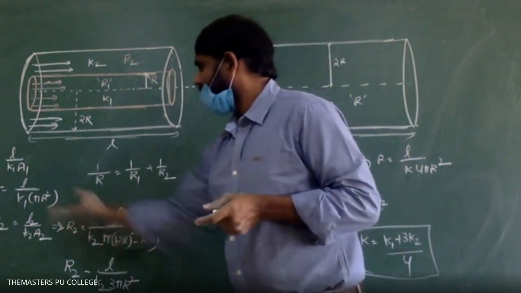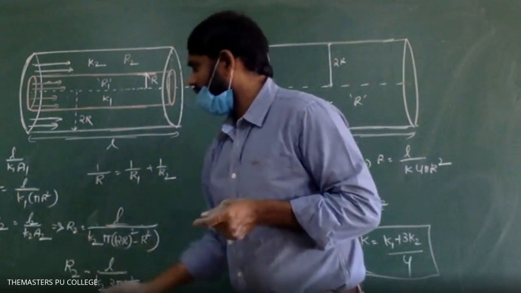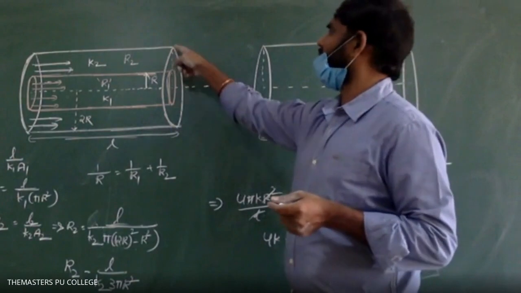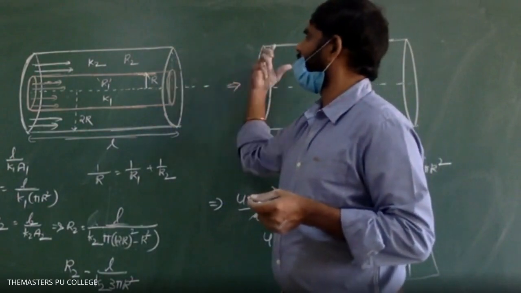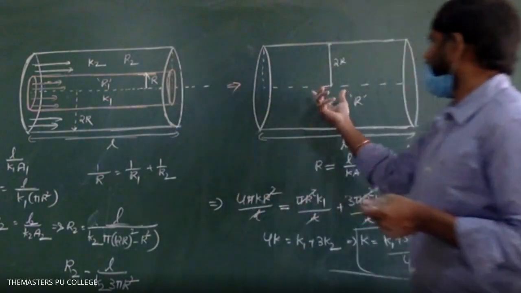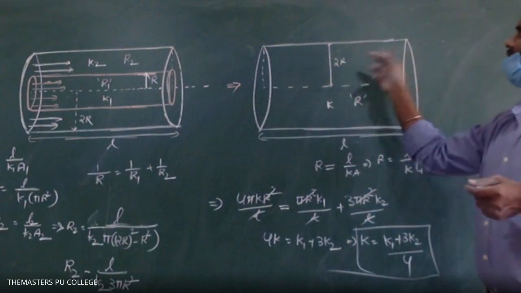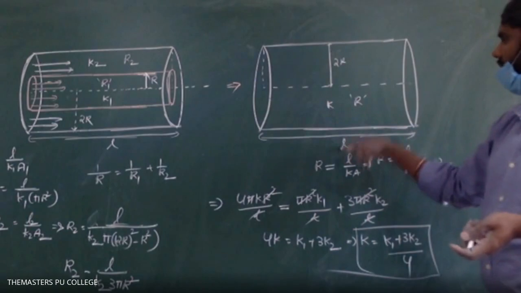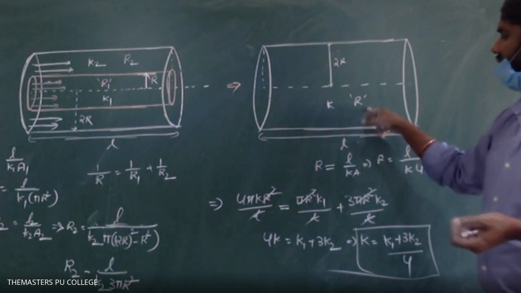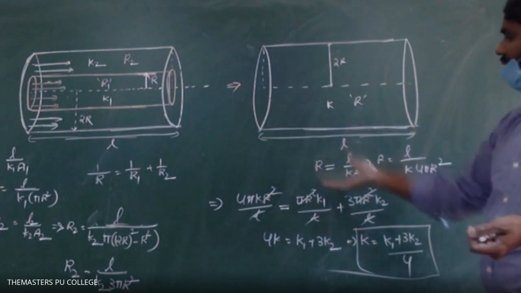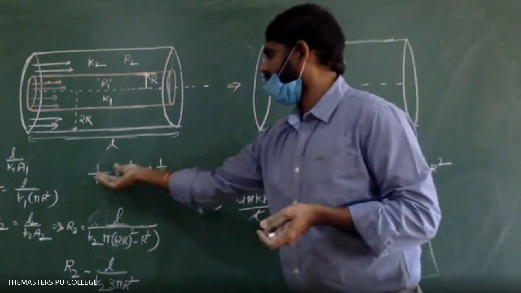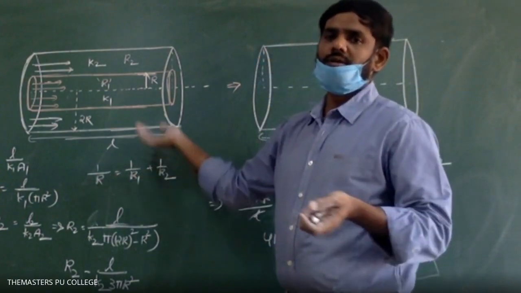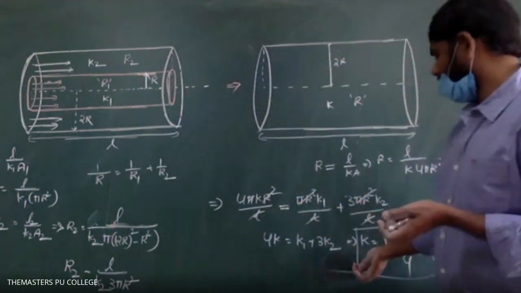That gives this R1 value and R2 value calculated. This is an equivalent rod of these two, whose effective radius through which the heat will be transferred is 2r, whose thermal conductivity is K, and whose length is also L. Whose equivalent thermal resistance is R equal to L by K. Based on this, in parallel combination, we can write 1 by R equals 1 by R1 plus 1 by R2. Based on this, we calculated this.